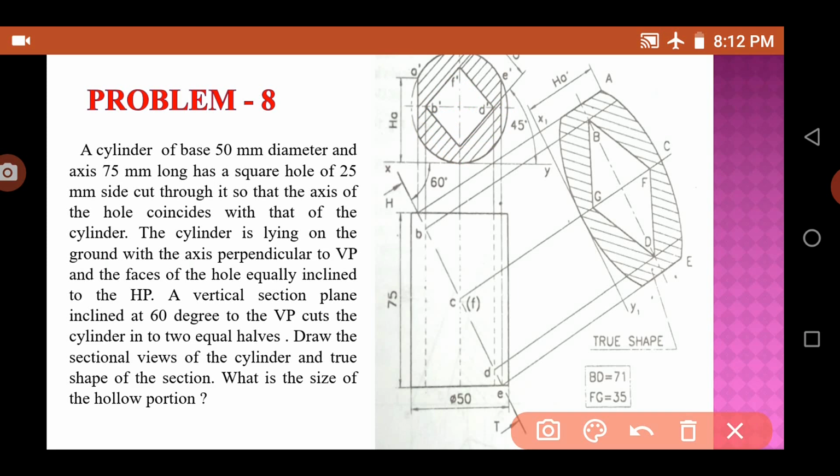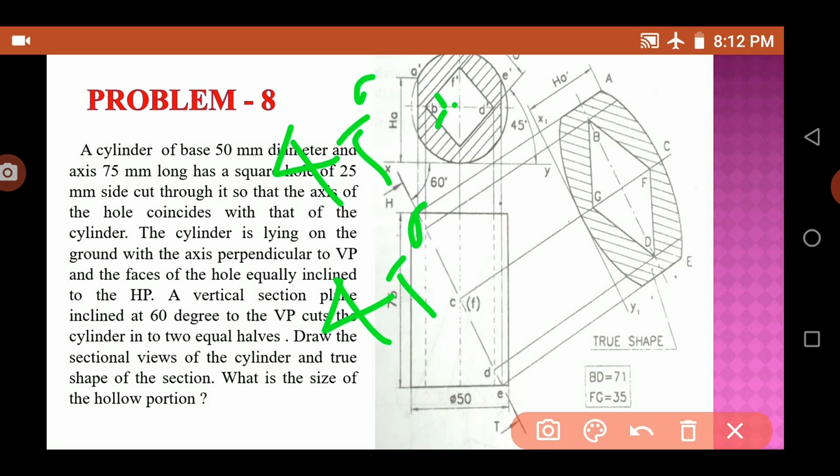It means that 25 mm is the side, so this is 25 mm, and this is 25 mm, and this is 25 mm, this is 25 mm. I know this is a little bit difficult, to draw the 25 mm side inside. So first you have to point out the axis. Then you take this axis as 45 degrees, and then this axis as 45 degrees. So it is perpendicular, so 90 degrees total.